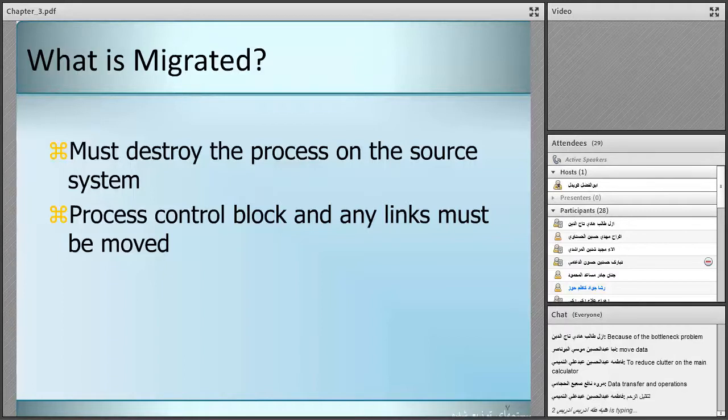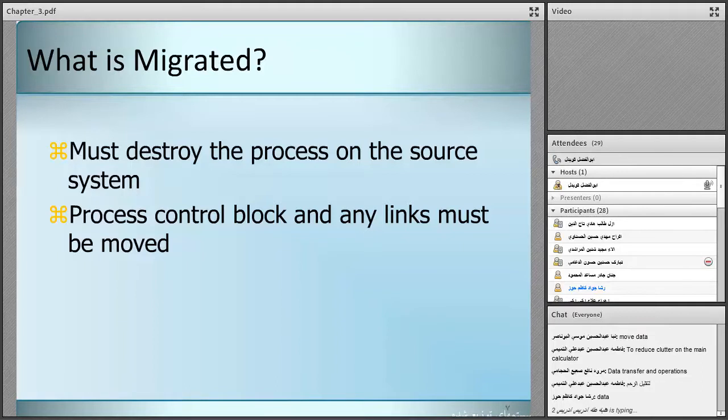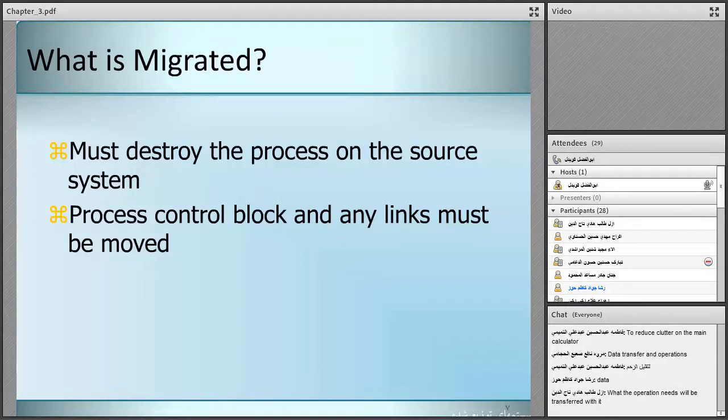When I say what is migrated, I didn't say what is migration. What is migration? You can say that it is when we want to transfer a process from one machine to another machine. But what is migrated means what is transferred. I talked about it: all the data that a process may need. For example, the values of registers must be migrated. Flags must be migrated. The PCB, process control block, that contains main information about the process, is transferred also. And the stack area, heap area, almost all things must be migrated. We must transfer almost everything. Clear?